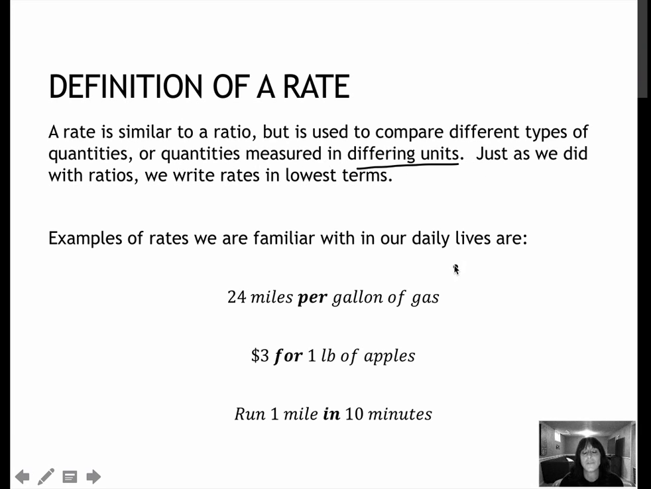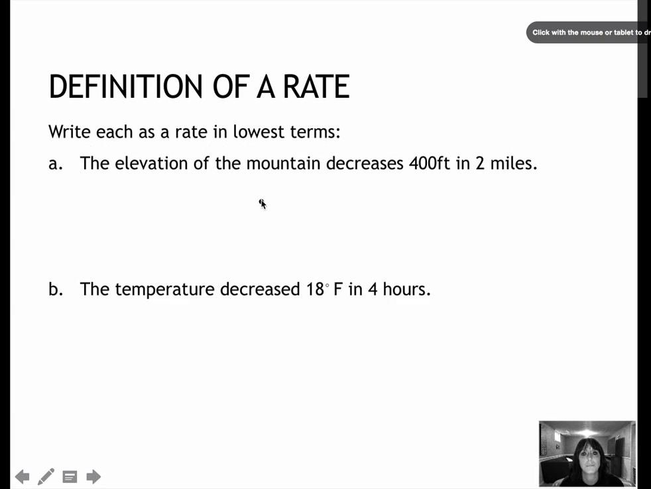So instead of feet to feet or yards to yards, as we did in our last example, we now will have things like miles per gallon. Those are two different quantities. $3 per pound, 1 mile in 10 minutes. When we write a rate in lowest terms, as always, we will write it the same way we would if it was a ratio. The main difference here is that you must have a label because we're dealing with two different labels. So without a label, a rate would not make sense.